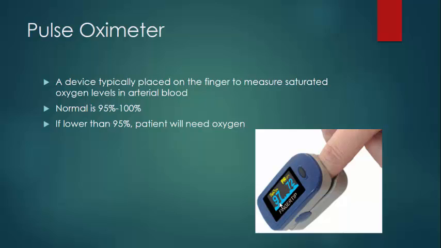Before you give somebody oxygen, you'll probably want to place a pulse oximeter on their finger and see what their room air without oxygen concentration is, and then what it is when you add oxygen.